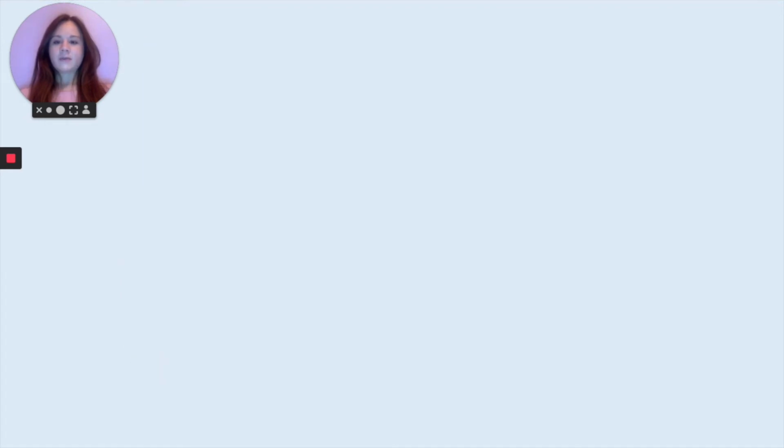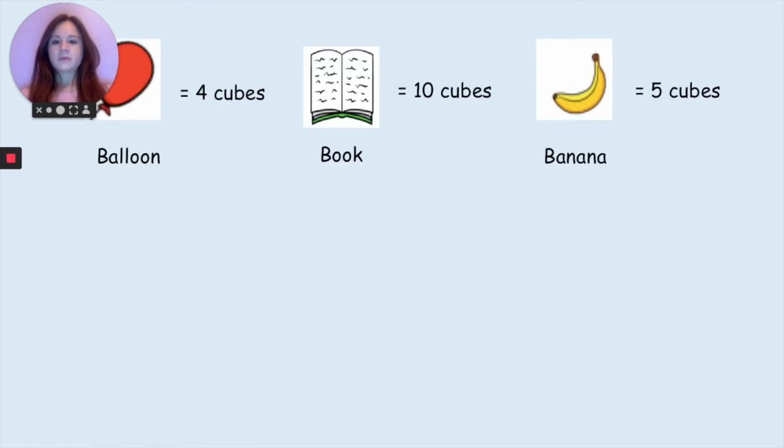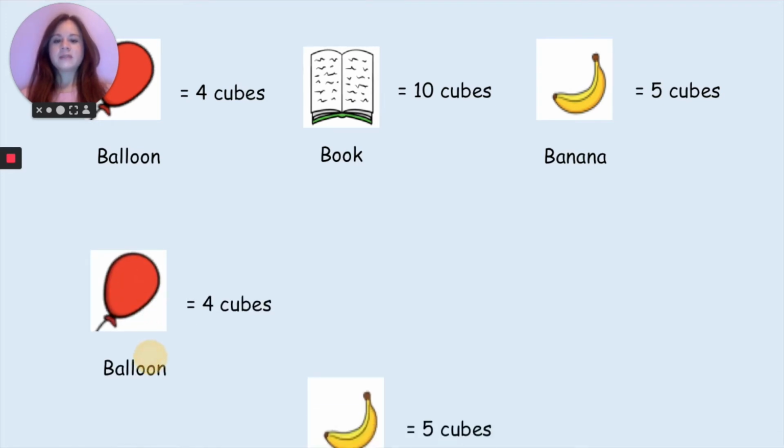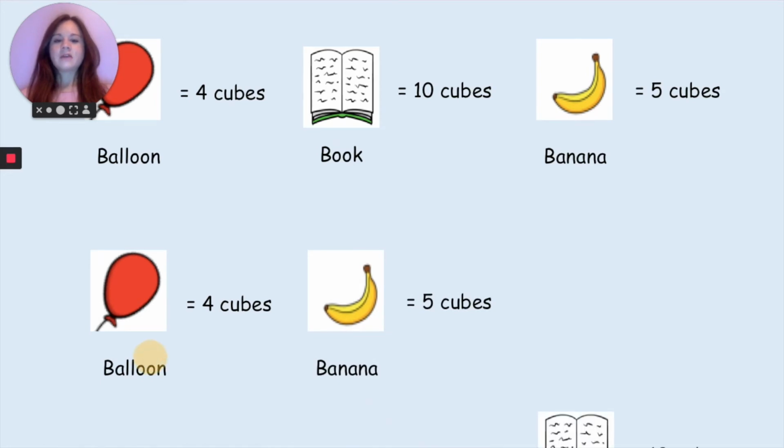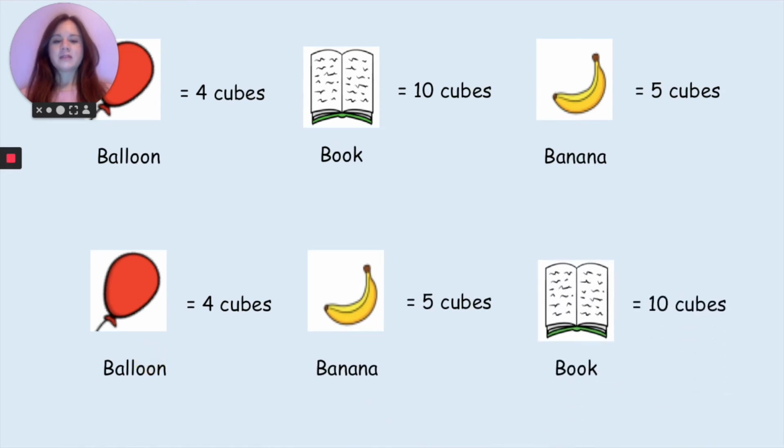So now we have the balloon weighs 4 cubes, the book weighs 10 cubes, and the banana weighs 5 cubes. Pause the video to put these objects in order of their weight from the smallest, the lightest, to the heaviest. Remember, from the lightest to the heaviest. The answers are the balloon, because it weighs 4 cubes, and then the banana weighs 5 cubes, and the book is the heaviest because it weighs 10 cubes. Well done if you got it correct.